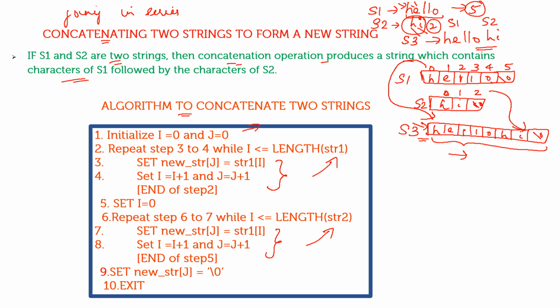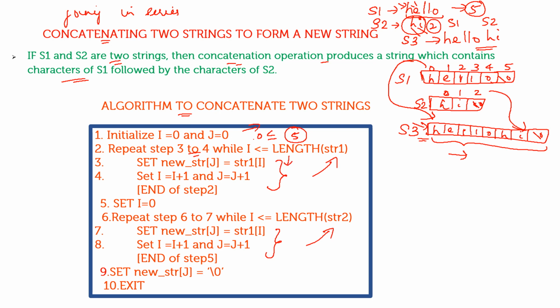So let us start. After initializing, repeat steps 3 to 4 while i is less than or equal to the length of string 1, right? You're going to copy the first string, that's why we use the length of string 1. What is the length of string 1? It is 5 in this case. So is 0 less than or equal to 5? Yes, the condition is true because i is initialized to 0. It enters into the loop.